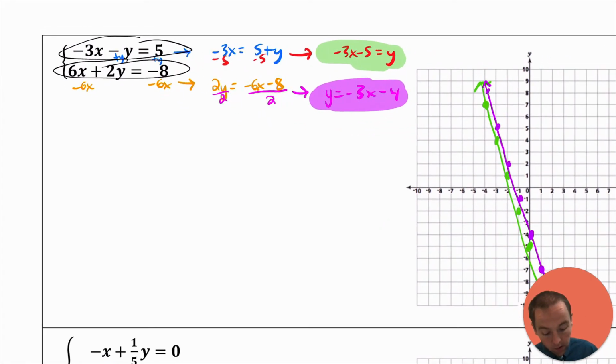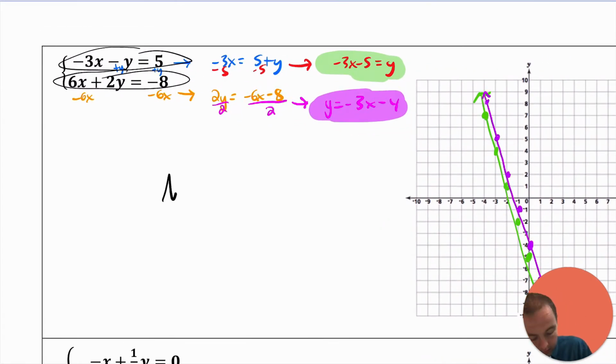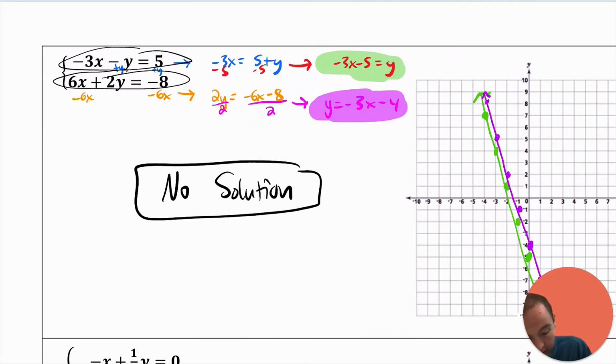So therefore, to solve this system, it's impossible. There actually turns out to be no solution to this particular system. There are no x and y values that will satisfy all the conditions in this particular case.